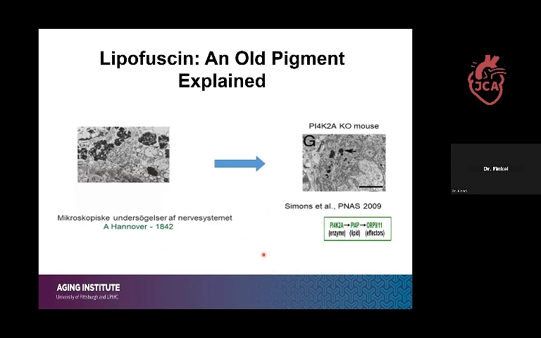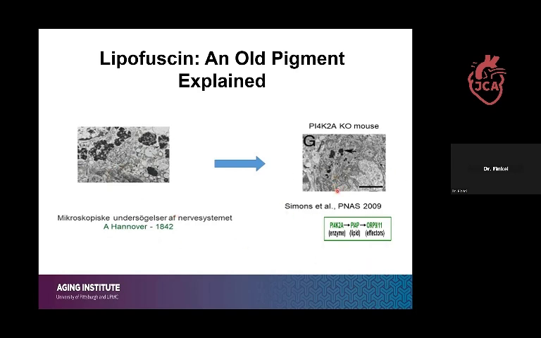I'm sure not many of you have read this paper by Adolph Hannover in 1842. He was a Danish pathologist who made a lot of interesting pathological discoveries, one of which was describing the pigment lipofuscin, which, as you know, accumulates in older tissues and is sort of a marker of aging. And he made this observation, as I said, in the 1840s.